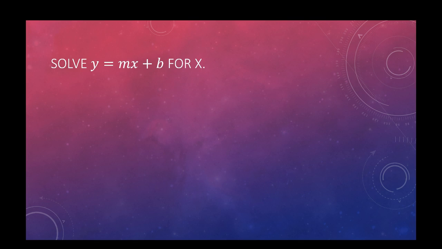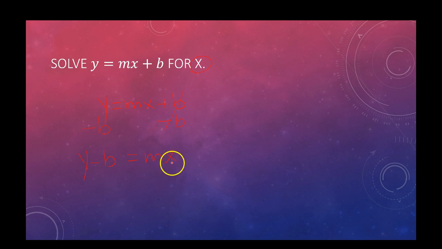Okay, let's look at this one. So I have y equals mx plus b. So this is slope-intercept form. So I want to get the x by itself now. Okay, so let's first take care of this plus b. So I could subtract b, because anything minus itself is nothing, and subtract b there. So I have y minus b equals mx.